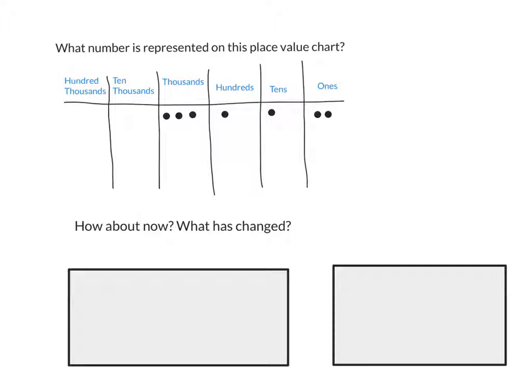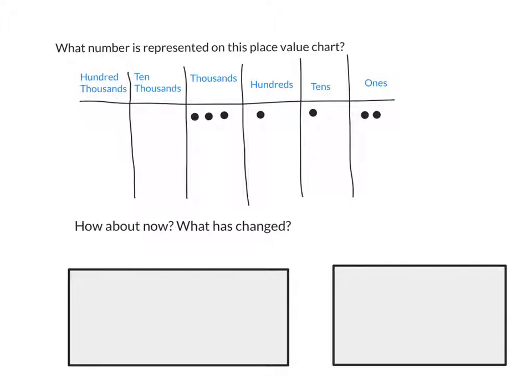Take a look at the board up here. You can see a place value chart. You can see some dots in the thousands place, the hundreds, the tens, and the ones. My question for you is, what number is represented on this place value chart? How many thousands do we have? 3. How many hundreds? 1. How many tens? 1. How many ones? 2. So let me ask you again, what number is represented on this place value chart? 3,112. Good.